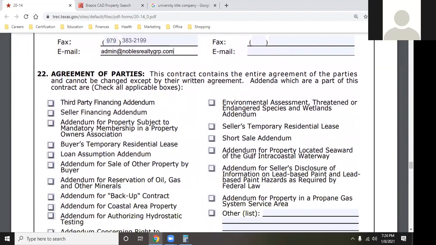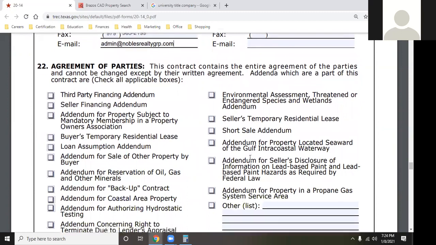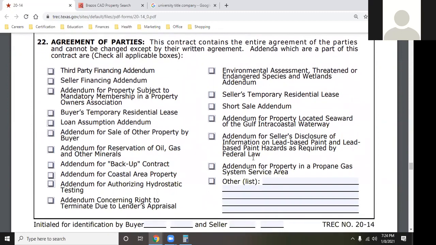Now on 22, what happens is that you're going to end up, remember, we check third-party financing. It is not any seller financing. There is no mandatory membership. We're not asking for a temporary lease or a loan assumption. There is no sale of other property. There is no reservation of oil. There's no backup, coastal area, hydrostatic testing. We are going to want this box, which is the addendum, and we'll talk about that in another class. We're not doing that tonight.